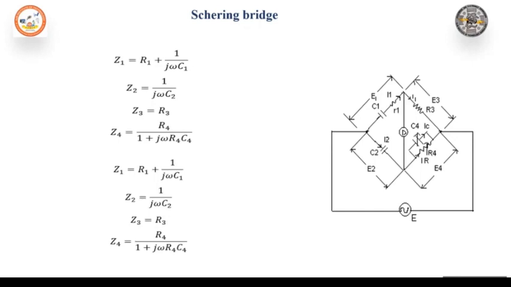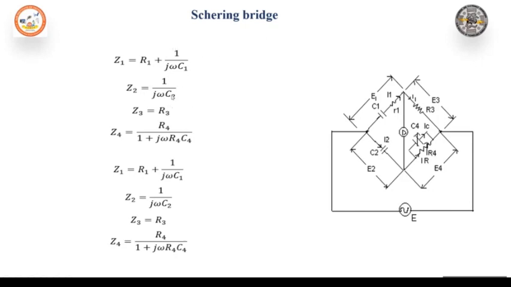C2 is a standard air capacitor having a very stable value. R3 and R4 are non-inductive resistances, while C4 is a variable capacitor. From the general balance equation, we know that Z1 Z4 is equal to Z2 into Z3. From that, Z1 can be written as R1 plus 1 by j omega C1.